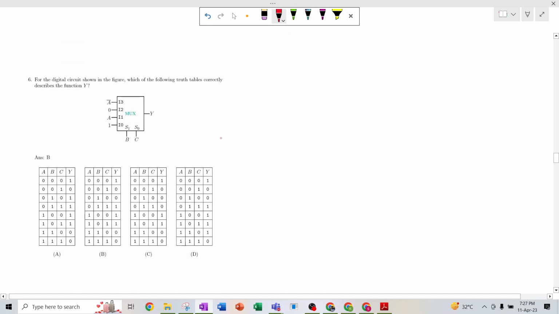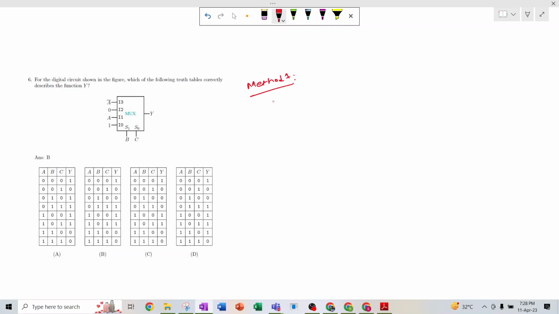Next we move forward to the next question. For the digital circuit shown in the figure, which of the following truth tables correctly describes the function y? Okay. So here, if we want to write the expression, we can do it in both ways, by doing some analysis and by writing some expression. So I am showing method 1, which is a bit lengthier. If we write the expression, then how can we solve?